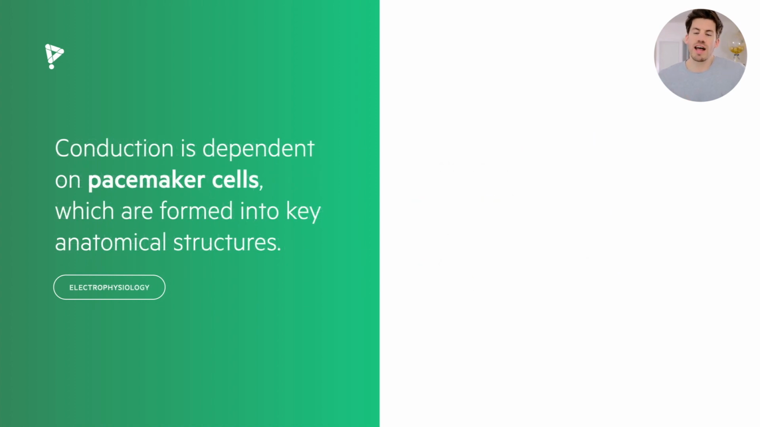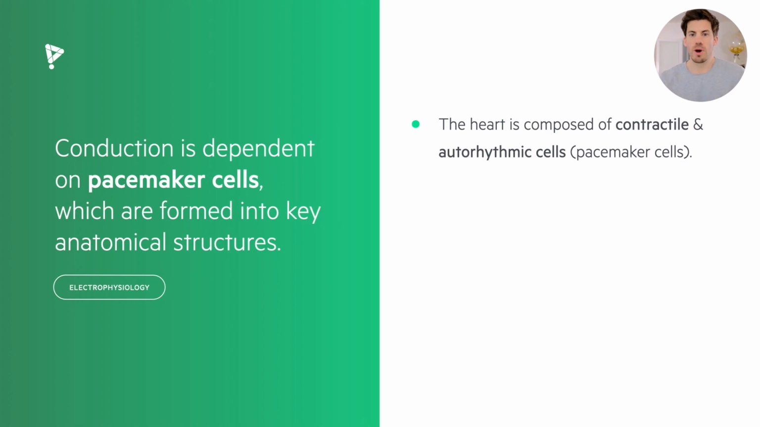To understand the initial bits of the ECG and why we're getting these spikes going upwards and some going downwards, and the different waveforms, we need to understand a little bit about the heart and the electrophysiology. Conduction is dependent on pacemaker cells, which are formed into key anatomical structures. The heart is composed of contractile cells and autorhythmic cells, and these autorhythmic cells are often termed pacemaker cells, so the terms are synonymous.